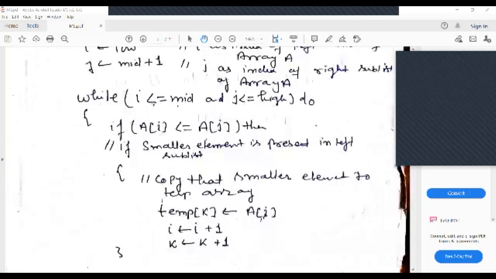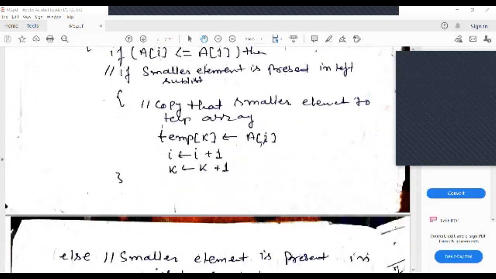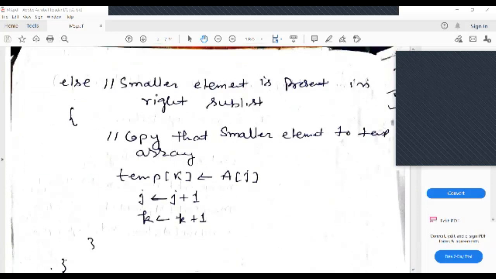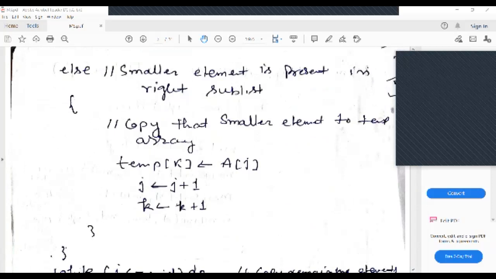अच्छा, else case क्या होगा? If this condition is satisfied, then do this one. Otherwise copy that smaller element to the temporary array. कौन सा? a[j] होगा ना. जैसे इस केस में क्या होगा? a[j] होगा कि नहीं होगा? Tell me. इस केस में क्या होगा?